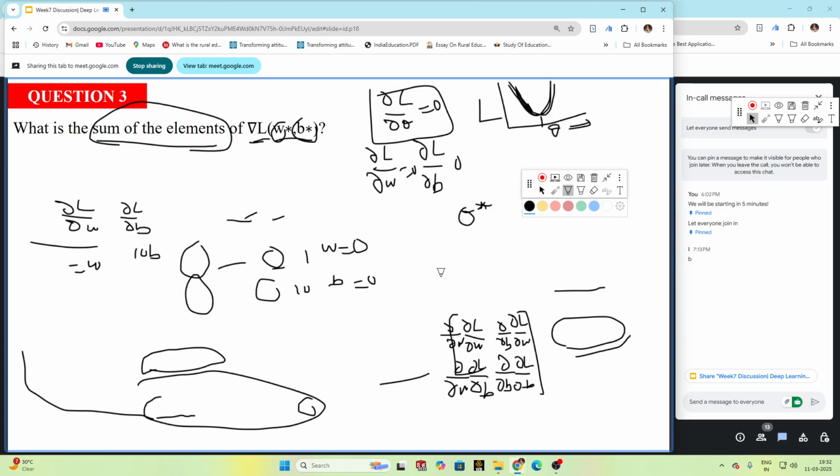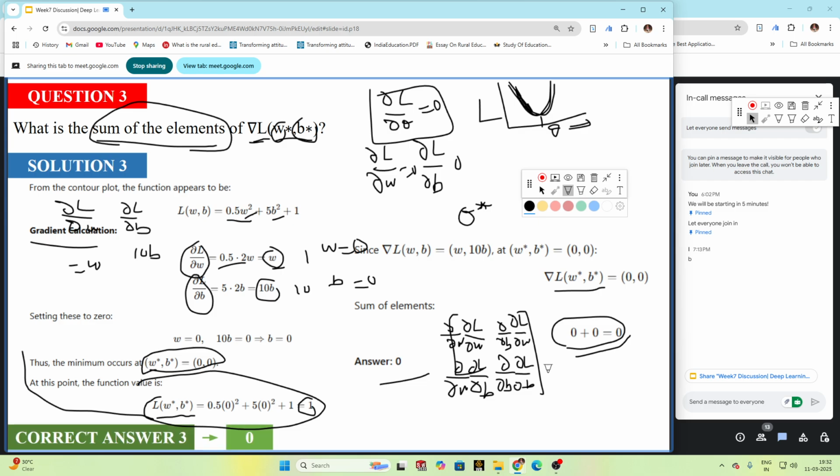Now the Hessian matrix you have to calculate. We already have del L by del W; you apply d by dW to it and you get 1, and you apply del by del B to the other and you get 10. The two off-diagonal elements will be 0, because you are differentiating with respect to the other variable. So our Hessian matrix will be 1, 0, 0, 10.